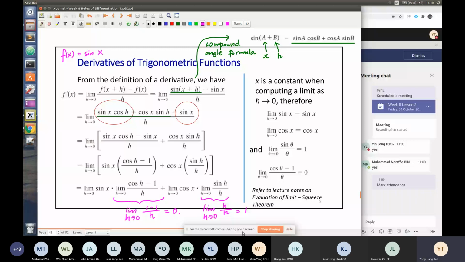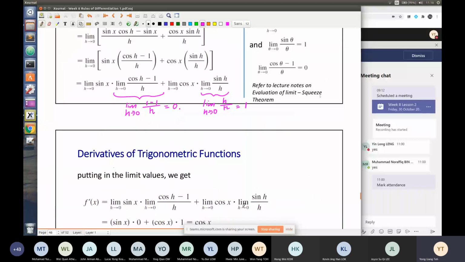So it is clear that the first term will just multiply by 0 and then disappear. And we are left with only what? We are left with only cosine x times 1. So hence the result is clear. You get cosine x.